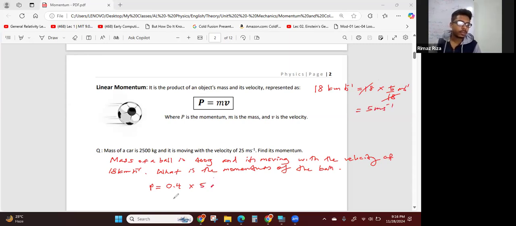So we get here 5, therefore it will be 2 kg m s^-1. Okay, good. So the momentum is 2 kilogram meter per second.